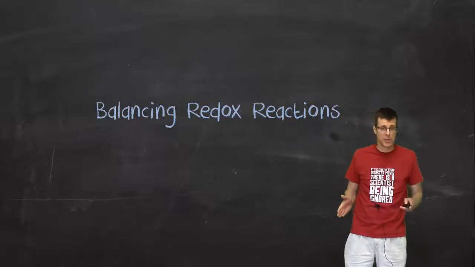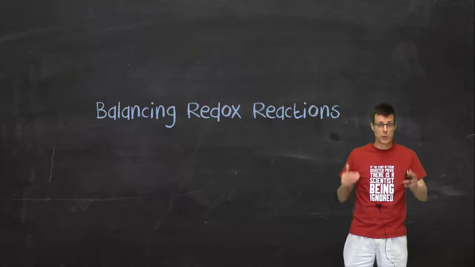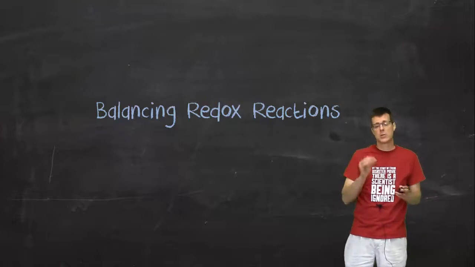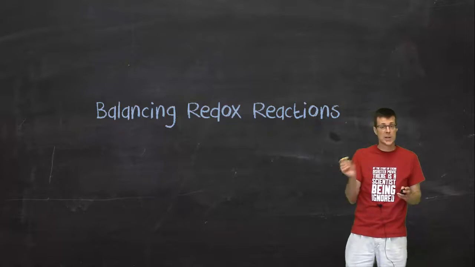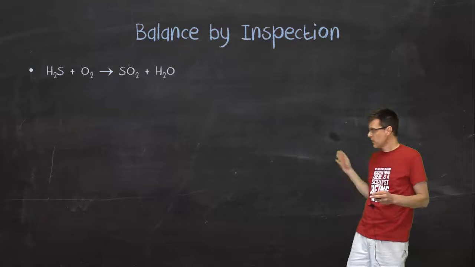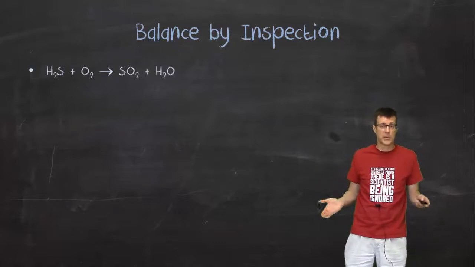I know that you know how to balance reactions, you've been doing it for a long time, but when we start talking about balancing redox reactions, we have to pay attention to one more thing, because redox reactions involve moving electrons around, so I need to make sure that I'm keeping track of those as well. So you don't really have to write this down, but I want you to think about how you would have balanced reactions before.